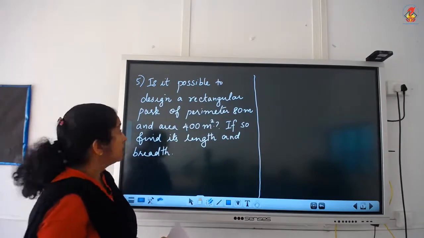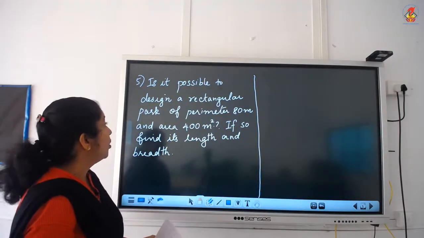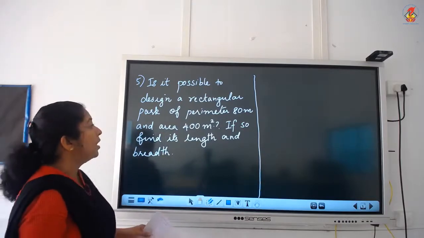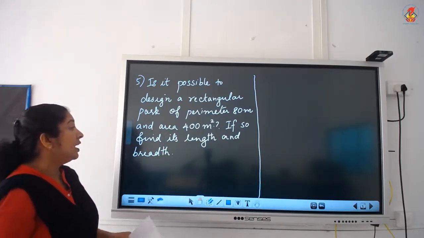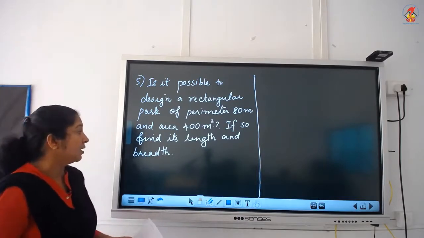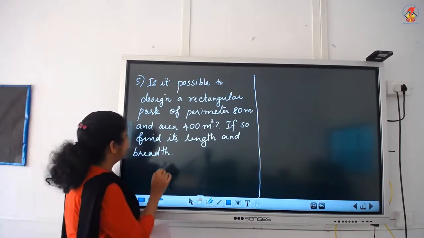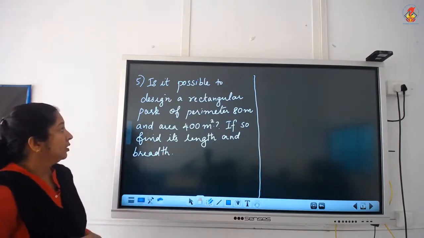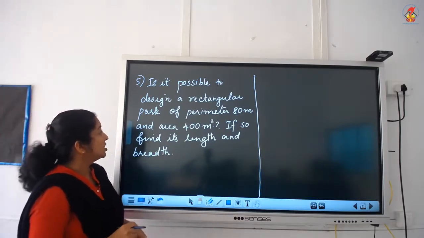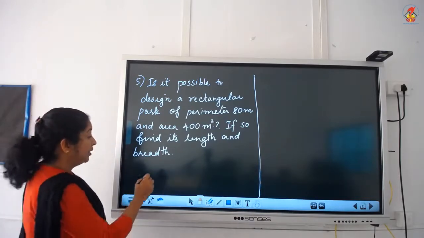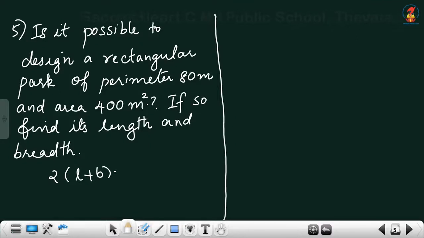Next question, same exercise, fifth question. Is it possible to design a rectangular park of perimeter 80 meter and area 400 meters square? If so, find its length and breadth. So, is it possible to design a rectangular park of perimeter 80 meter? Perimeter is clearly 2 into L plus B is equal to 80 meter. So, we can take L plus B is equal to 40 meter. So, from here we can write B as 40 minus L.